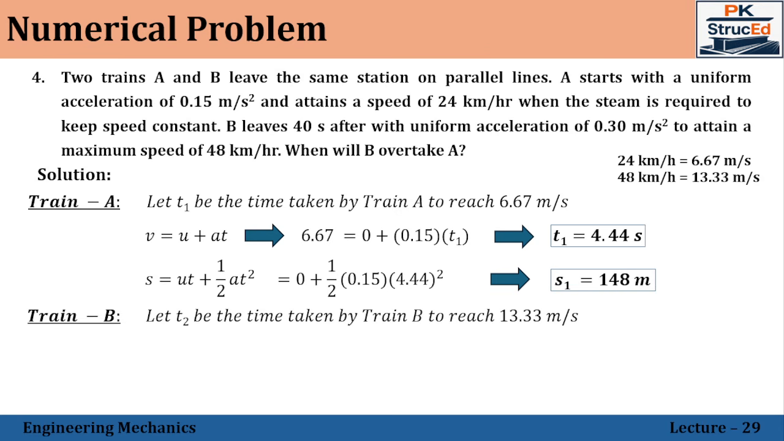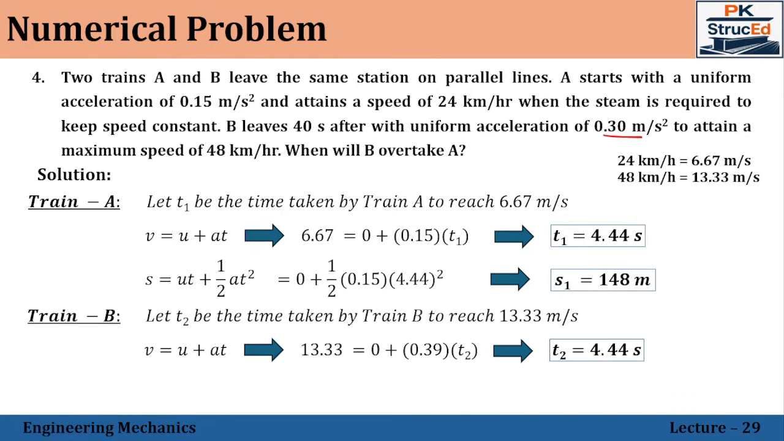Let again t2 be the time taken by train B to reach its maximum speed of 13.33 meters per second. Again substituting the same relation, v = u + at, in which v is 13.33, u is 0, and acceleration is given as 0.3 meters per second squared. So substituting, we get t2, the time taken by train B to reach its maximum speed of 13.33 meters per second, as 4.44 seconds. Again, both are identical in terms of time.